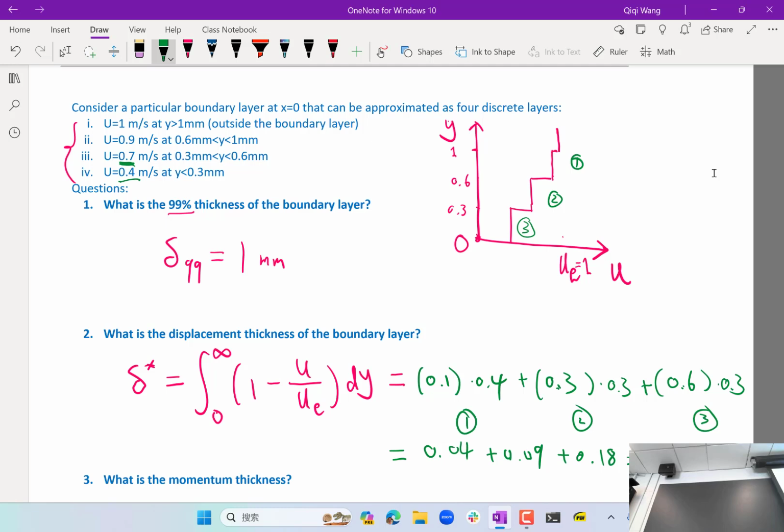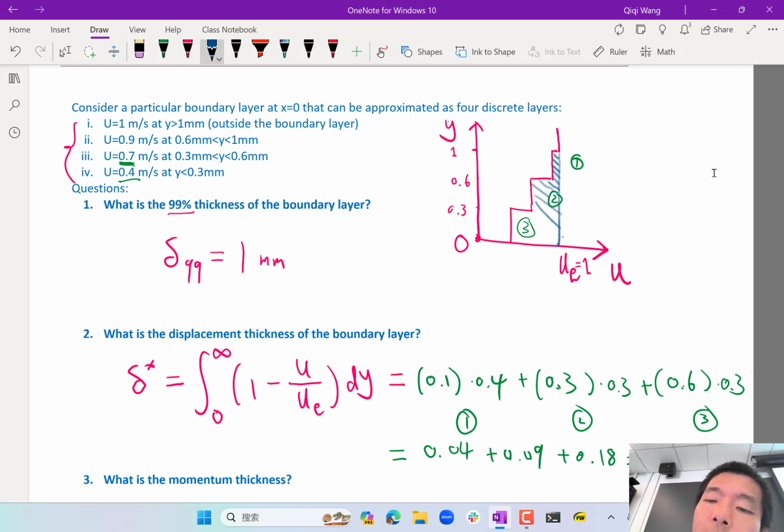Okay, and similarly in here, inside the parentheses, 1 minus u over ue is 0.3, right? And the length of the integral goes from 0.3 to 0.6, so that's 0.3. Right. And another way to see this integral is that we are looking at the shaded area over here.